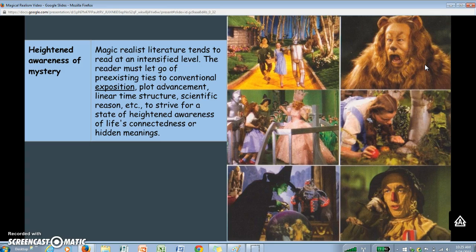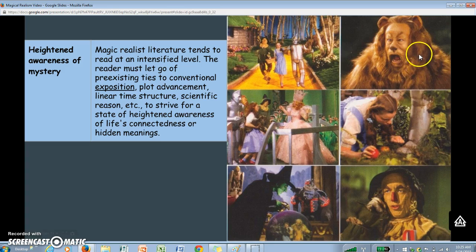Now next, we have heightened awareness of mystery. Magic realist literature tends to read at an intensified level. The reader must let go of pre-existing ties to conventional exposition, plot advancement, linear time structure, scientific reason, and so forth, to strive for a state of heightened awareness of life's connectedness or hidden meanings.